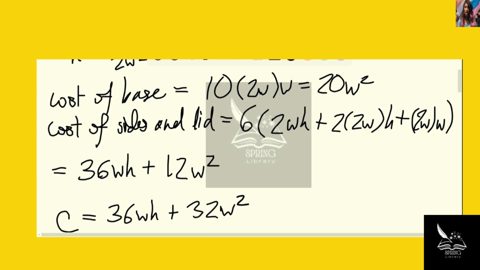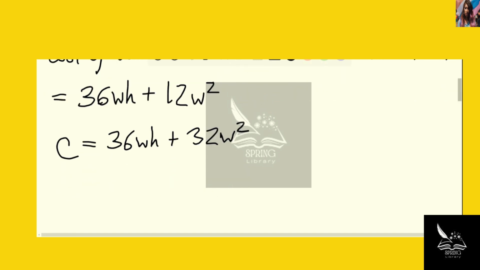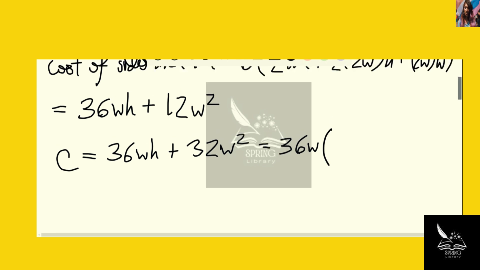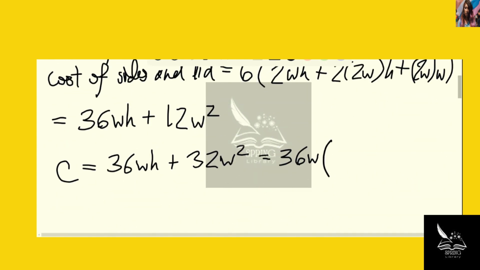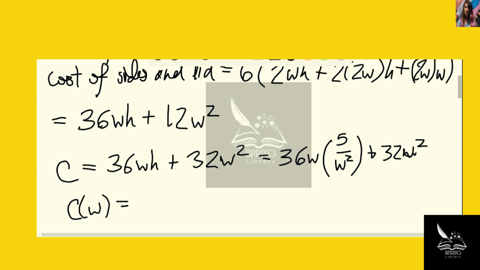Now we'll substitute H from our volume equation, so that this is actually 36W times 5 over W squared plus 32W squared. And so as a function of W, C is equal to 36 times 5, which is 180 over W plus 32 W squared.